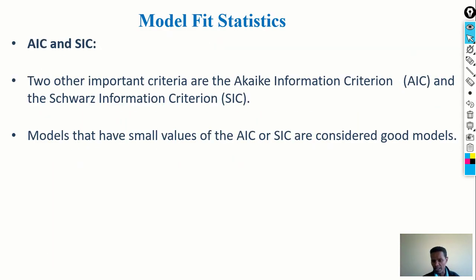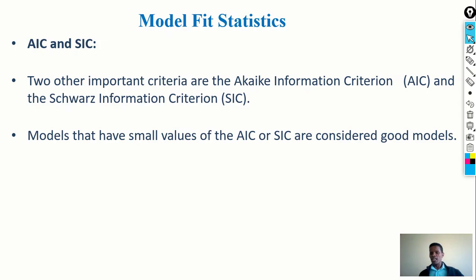And the last ones, the Akaike information criteria and the Schwarz information criteria. Again, the smaller the values for the Akaike information criteria and the Schwarz information criteria, the better the model fitness. So these are the model fitness criteria.